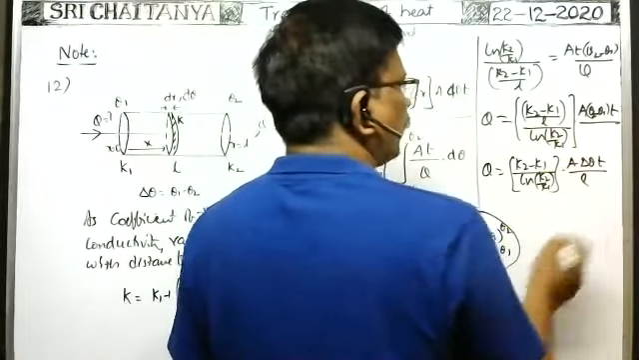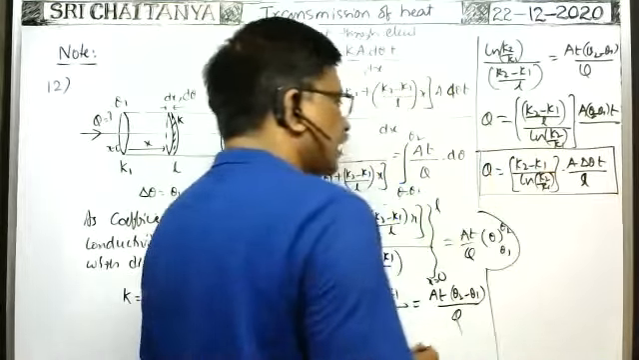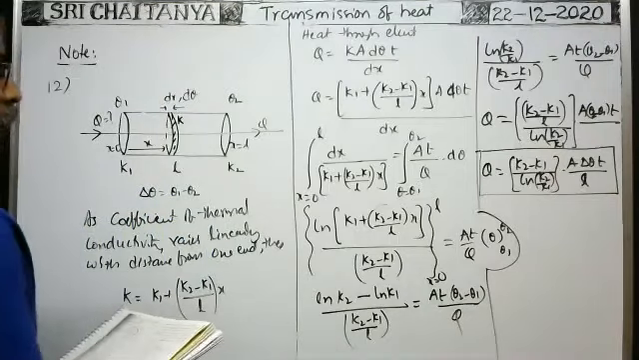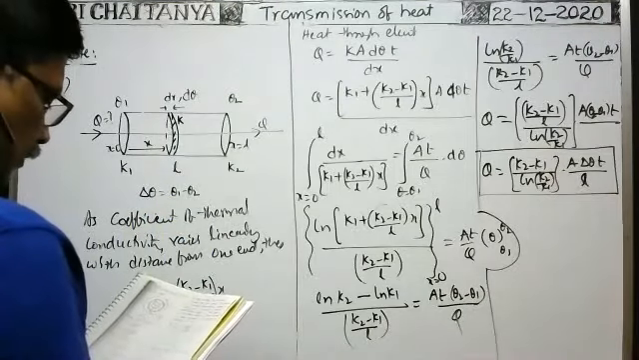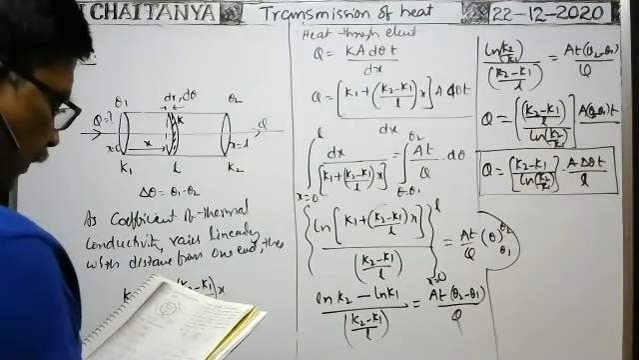L here or here? No problem. This is L. This is the formula for heat energy transmitted through this rod. This is the formula for heat energy transmitted through the rod. So that is the heat energy transmitted.